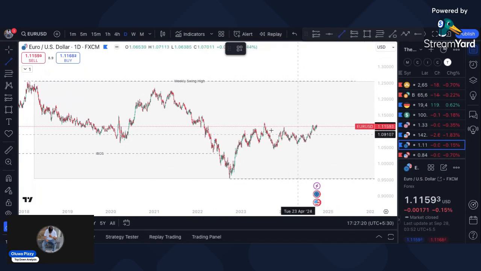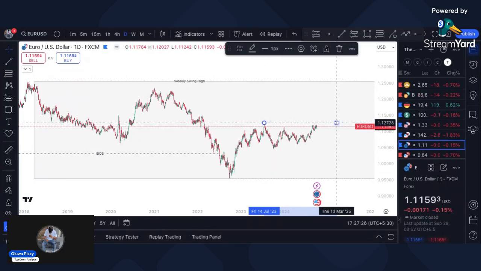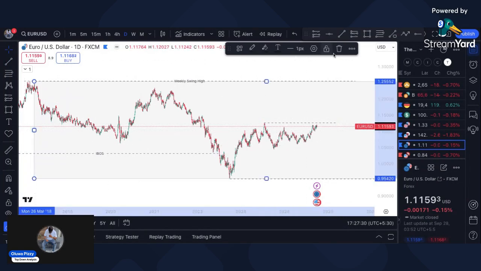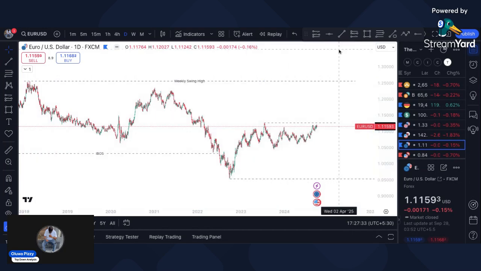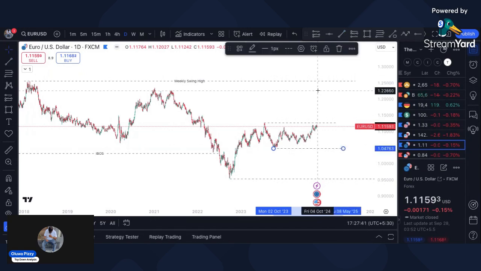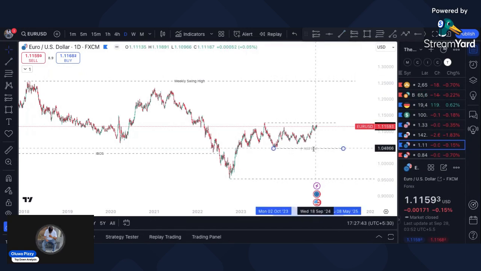So let me mark out our daily time frame. This is our recent high. Don't get carried away. There are so many structures, and in each time frame there are other structures. So this is our recent low, our daily low.